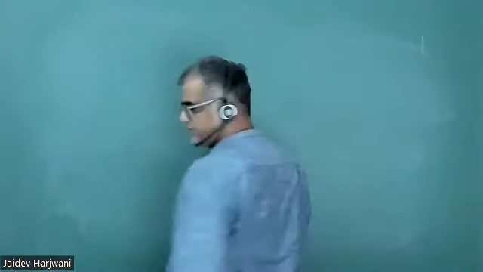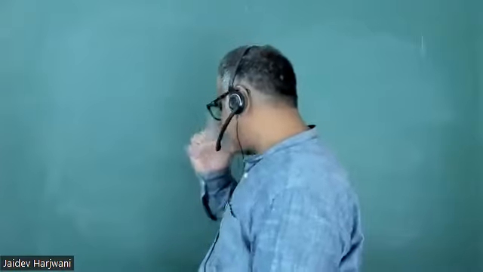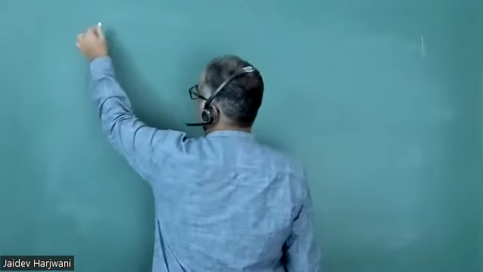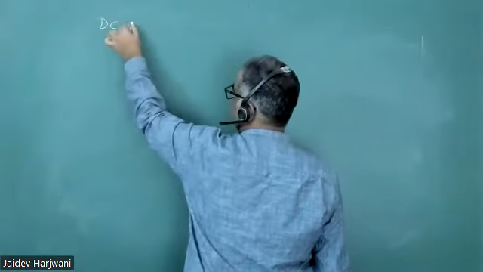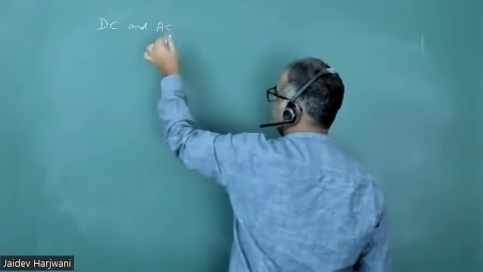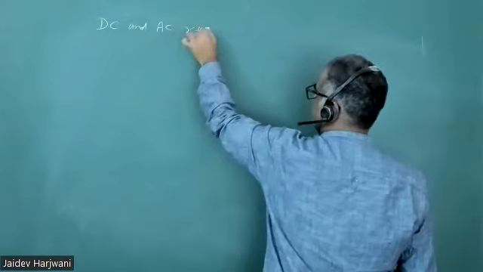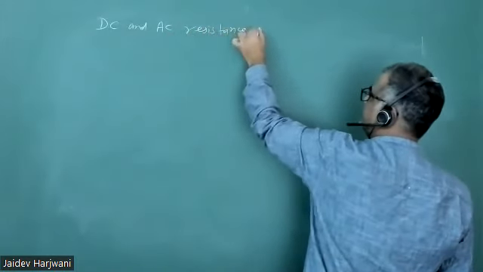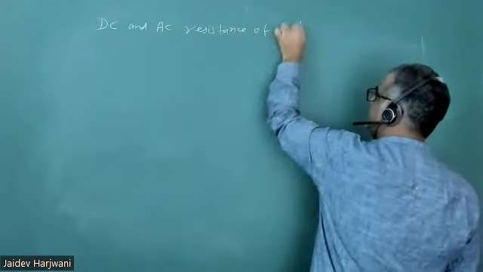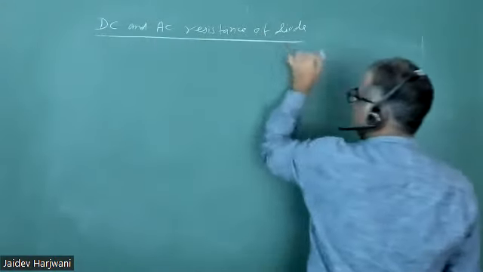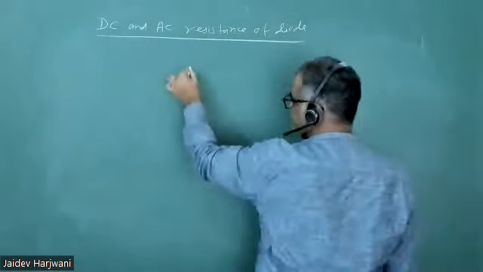Now let me talk about the diode resistance. DC and AC resistance of diode. So if a diode is given, I know the IV characteristics of the diode is like this. This is the voltage drop across the diode, VD, and the current flowing across the diode is ID.